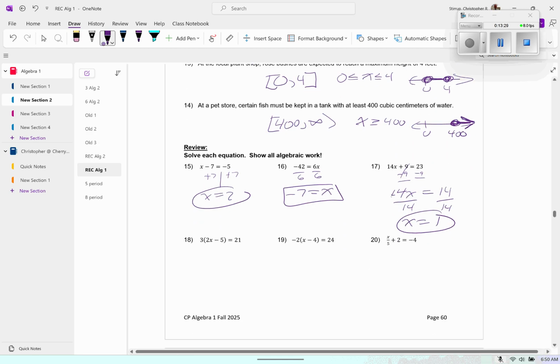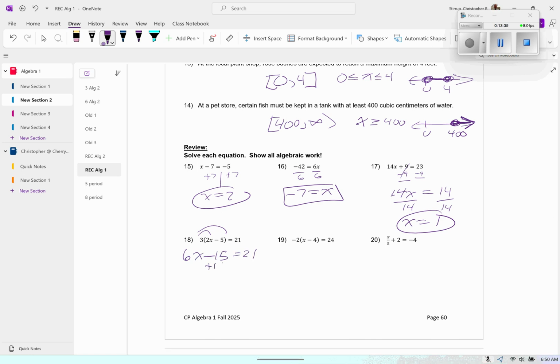Number 18, we want to distribute over the parentheses, so that's going to give me 6x minus 15 is equal to 21. Add 15 to both sides. Those cancel, so 6x is equal to 36. Divide each side by 6. So x equals 6 because 36 over 6 reduces. This one we're going to distribute the negative to both. Make sure you change the sign on both. Subtract 4 from both sides. Those cancel.